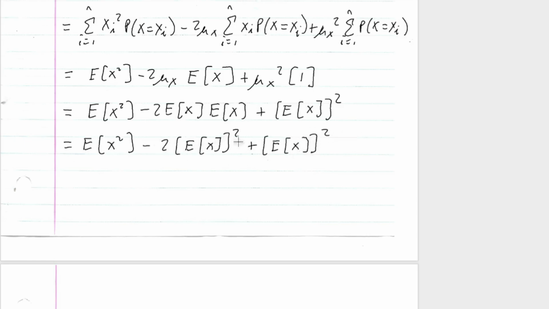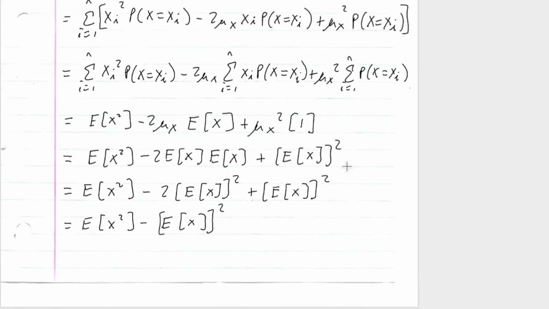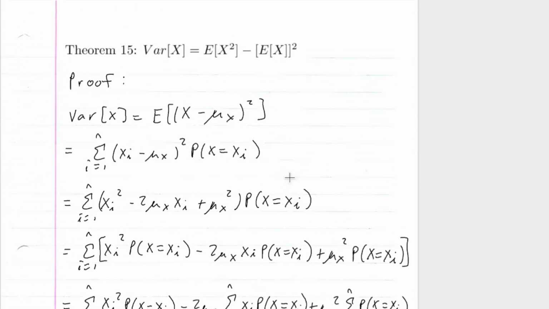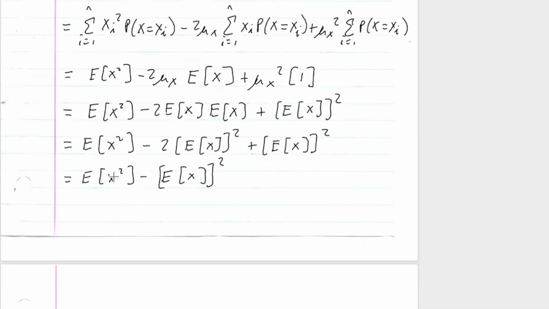And then minus 2 times the expected value of X squared plus the expected value of X squared is just the expected value of X squared minus the expected value of X, squared. So we've proven, using the definition of expected value, that the variance of X is equal to the expected value of X squared minus the expected value of X, squared.